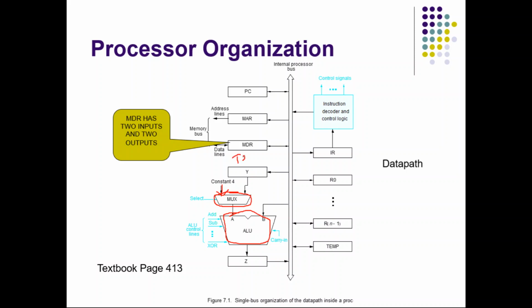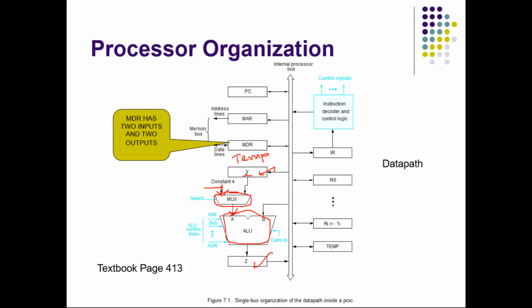Y and Z are temporary registers which are not available for user purposes. They are used internally by the processor to store temporary results, and will not be available for user access. So the multiplexer will either take the constant as the input, or take Y as the input, and it will go as one of the inputs for the ALU.